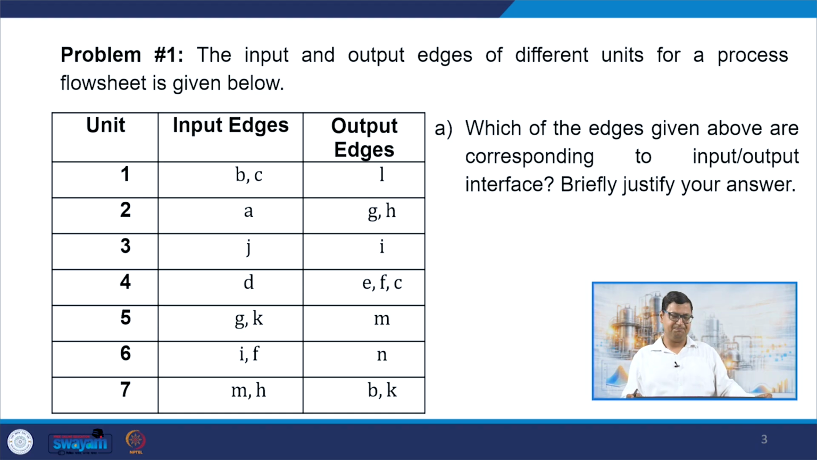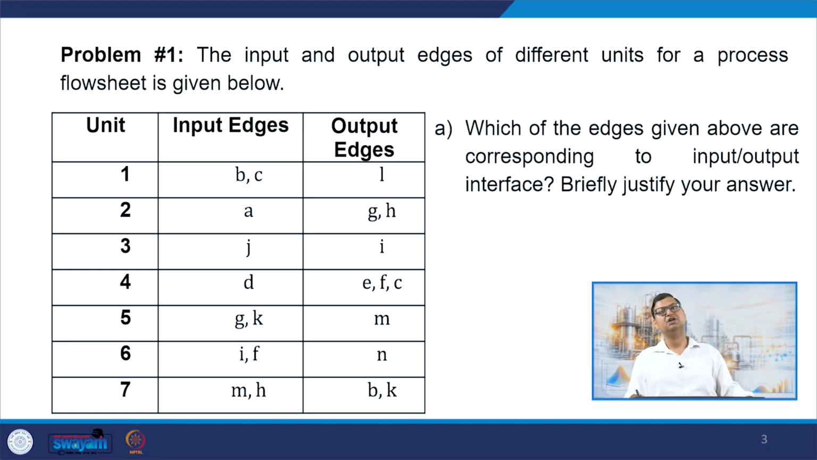So, in this problem, we are given the input and output edges for a process flow sheet, and we are being asked which of these edges correspond to the input and output interface. How do you figure it out, right? So, there are 7 units in the flow sheet, and we are given the listing of the edges. They go from A to N, and the listing of edges is categorized by input and output.